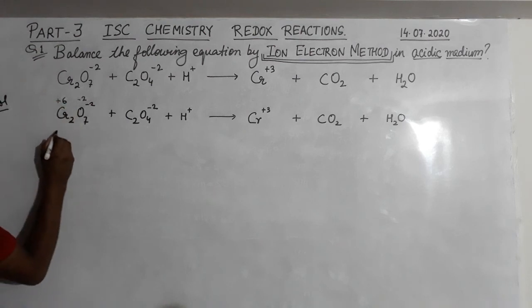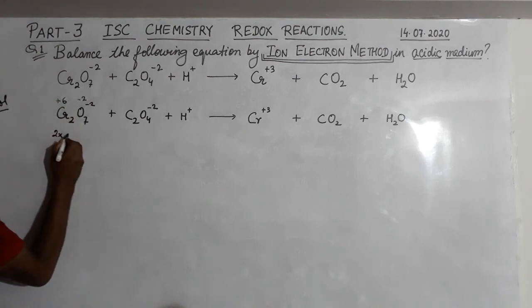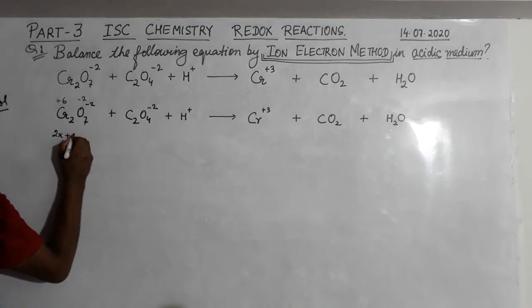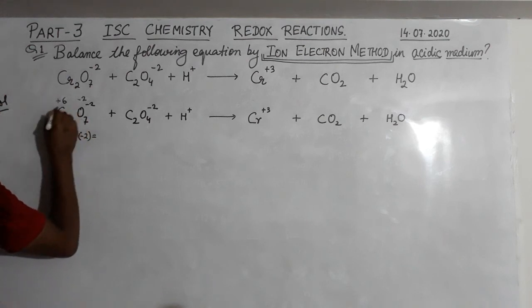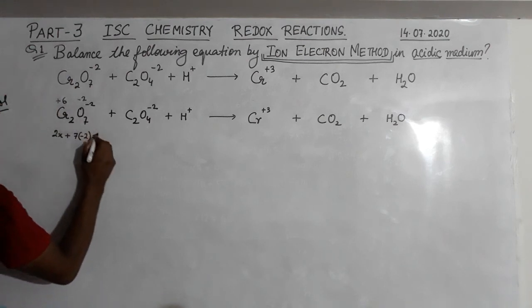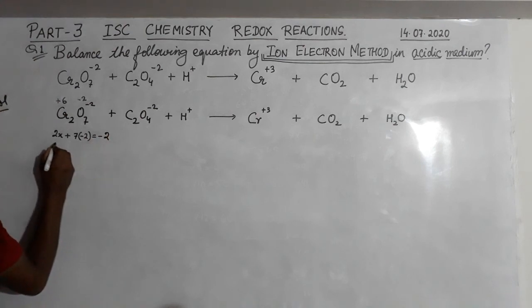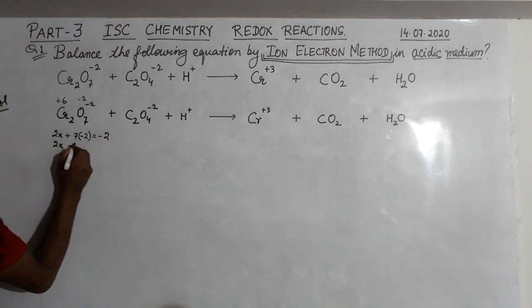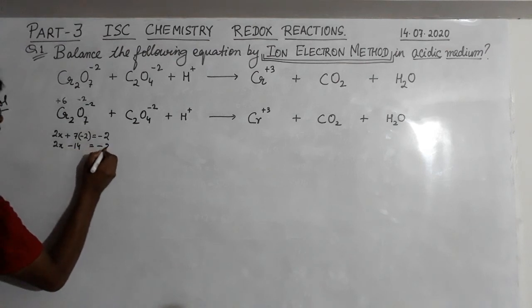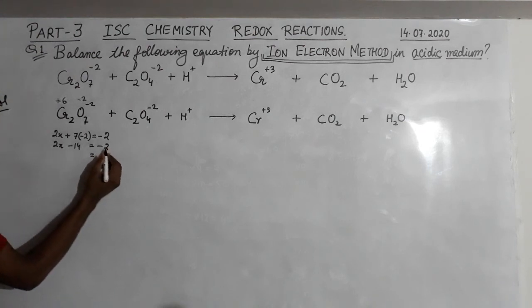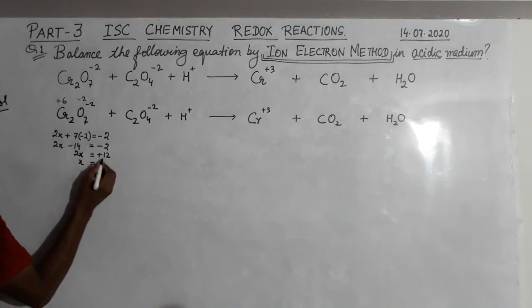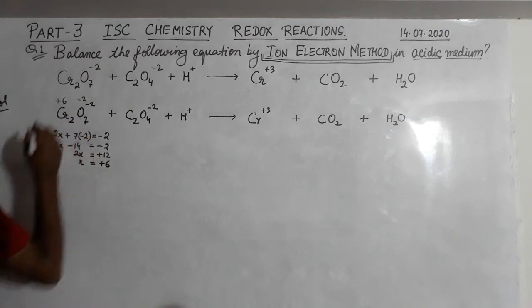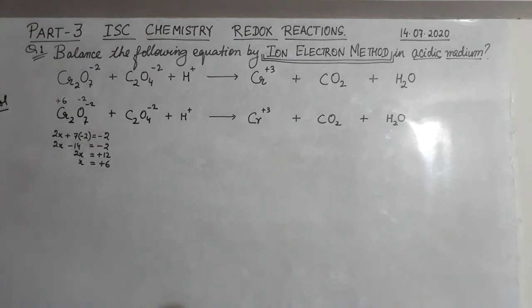Let it be x, it becomes 2x plus 7 into minus 2, and the overall charge carried by this dichromate ion is minus 2. So here we get 2x minus 14 is equal to minus 2. This minus 14 goes the other side, it becomes plus 14. Plus 14 minus 2 is plus 12. Now 2x is plus 12, so x becomes 12 by 2, that is plus 6. So the oxidation number of chromium is plus 6.